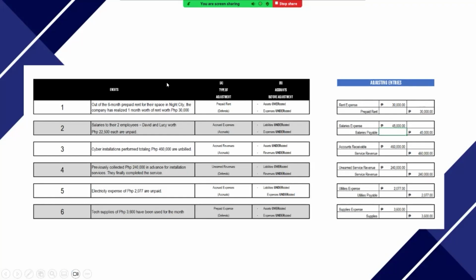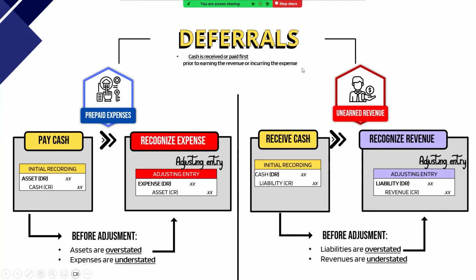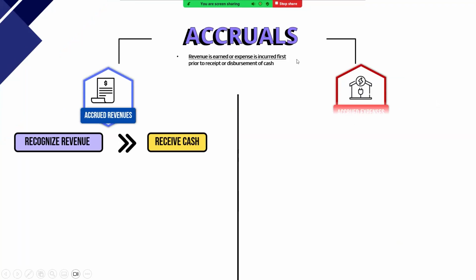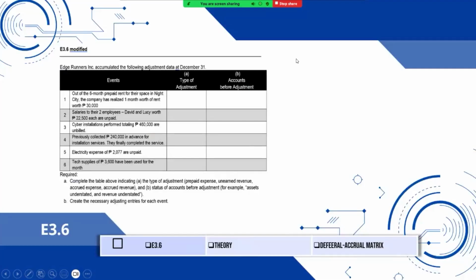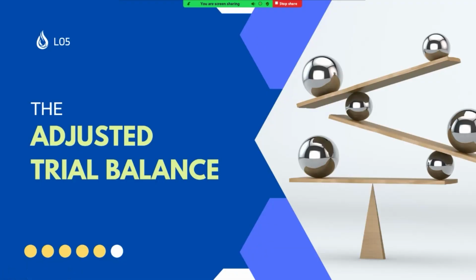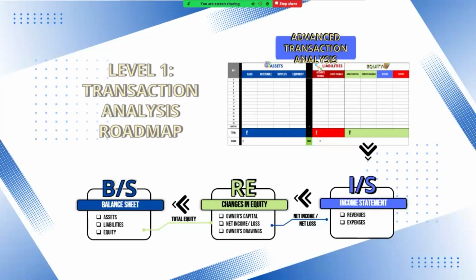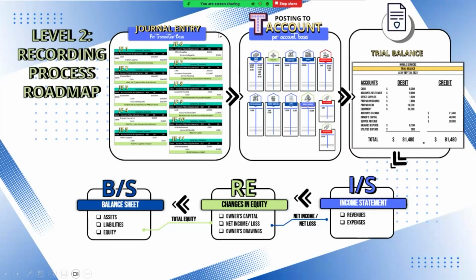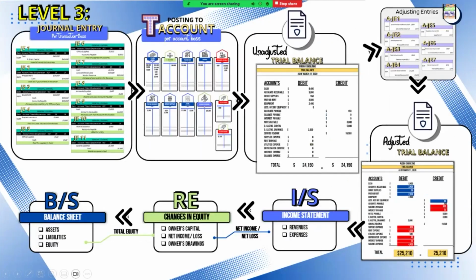So this would be our major answer for problem 3.1, which would be your edge runners problem, right? So this is the type of adjustments, your accounts that are before adjustment and therefore necessitated the use of our adjusting entries. So again, that's just basically your quick overview for your deferrals and your accruals. So next would be in terms of our adjusted trial balance. So now we're stepping in from level 1. We already did level 2 earlier, and now we're gonna go into the avenue of level 3.